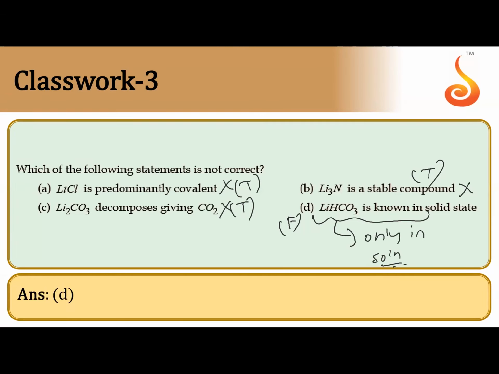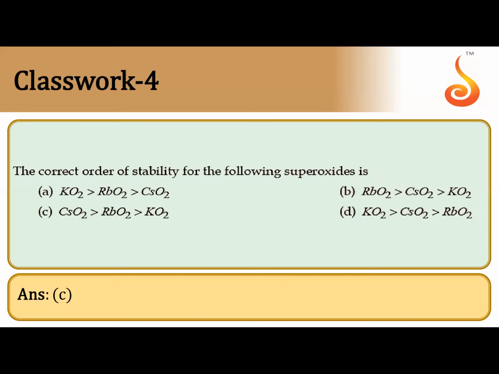Next slide. The correct order of stability of superoxides. Please understand one thing, children, very clearly. Lithium, sodium, potassium, rubidium, cesium, francium. Stability of superoxides increases down the group. That means cesium superoxide is more stable than rubidium superoxide. Rubidium superoxide is more stable than potassium superoxide. Therefore, option C is correct.